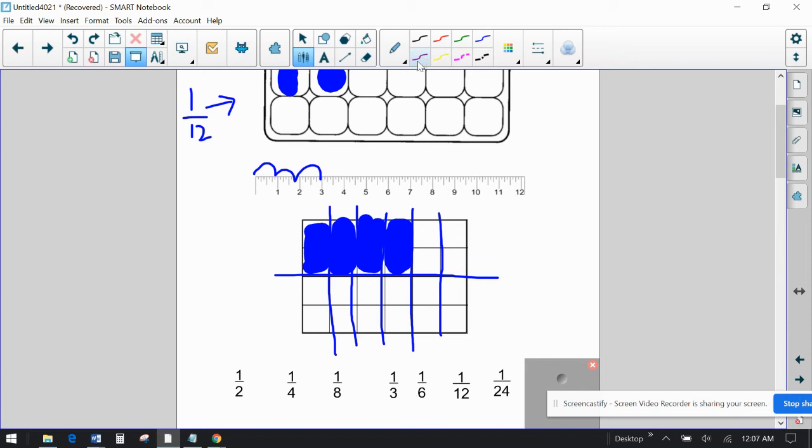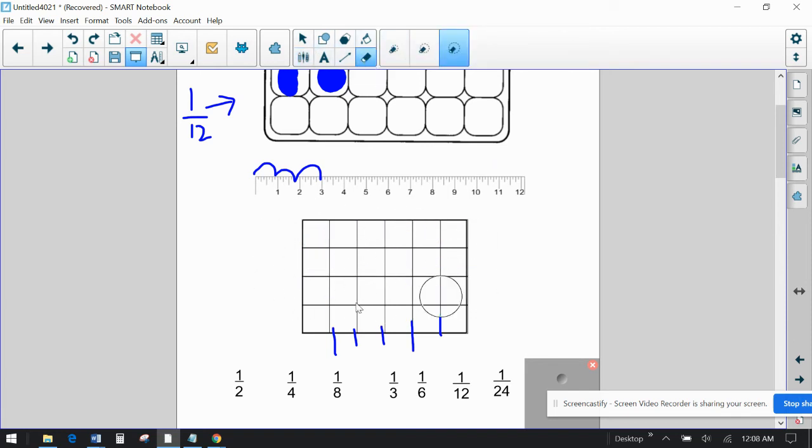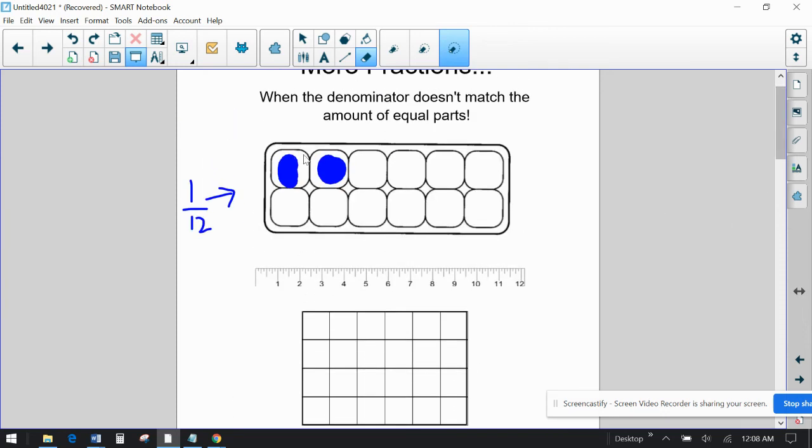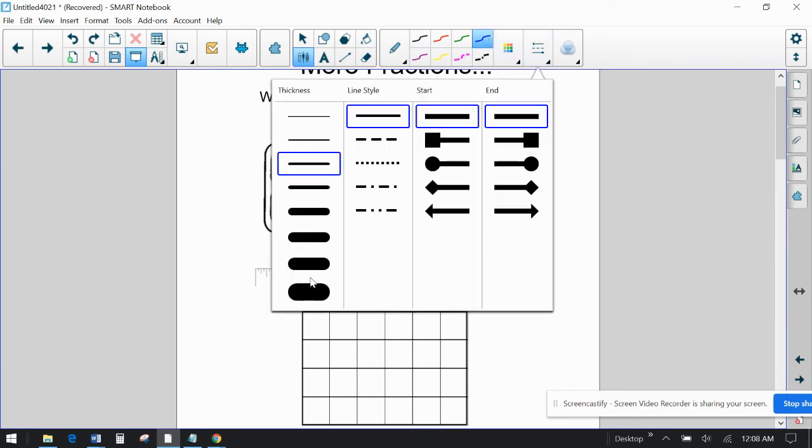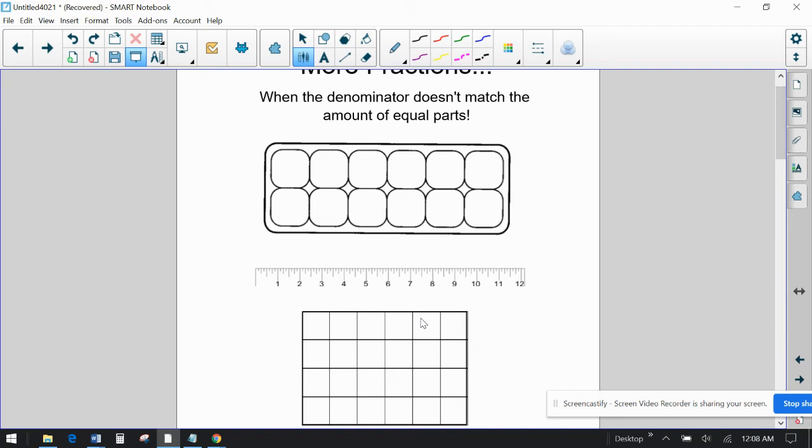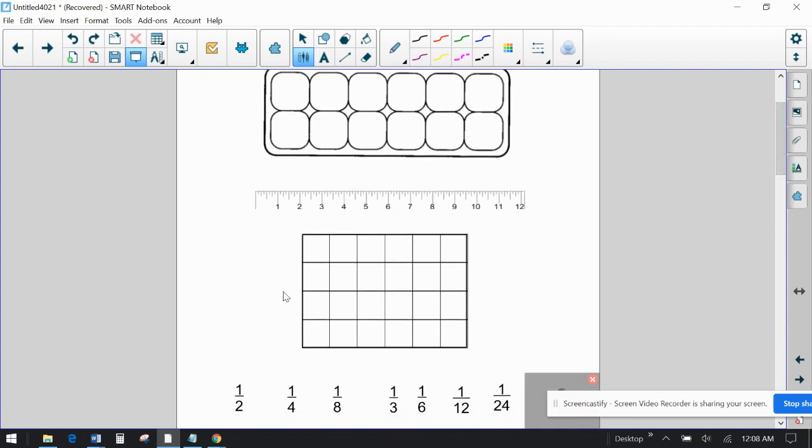And 24ths, well, the model with the egg carton and the ruler isn't probably the best one for 24ths. However, the model that already is divided into 24 equal parts works the best for this one. So if I needed to show 24ths on my 4x6 array, I would just simply do 1 out of the 24, because there's already 24 squares.